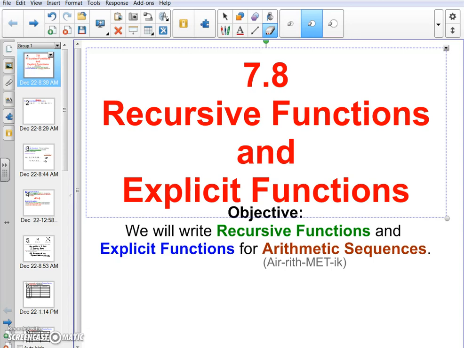Alright guys, unfortunately today I have to be out at a training, but we're still going to have a lesson. Today's lesson is going to be 7.8, recursive functions and explicit functions. Our objective today is we will write recursive functions and explicit functions for arithmetic sequences.